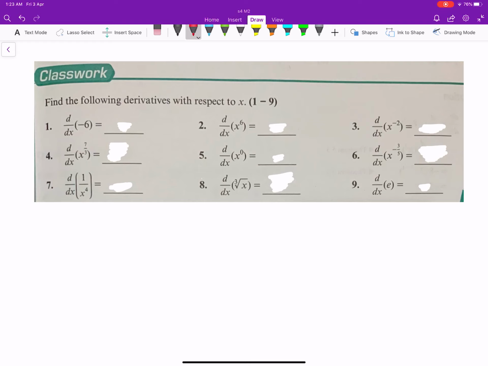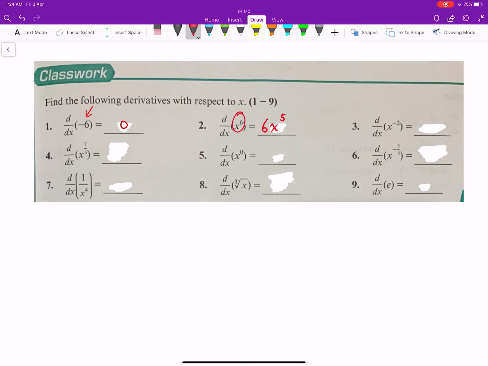Let's try to do these 9 together. For the first one, this is a constant number, right? So differentiating a constant number, you will get 0. For question 2, as I said before, now x to the power 6, then you put the 6 in front of the term, and the index is 6 minus 1, so you get 5.